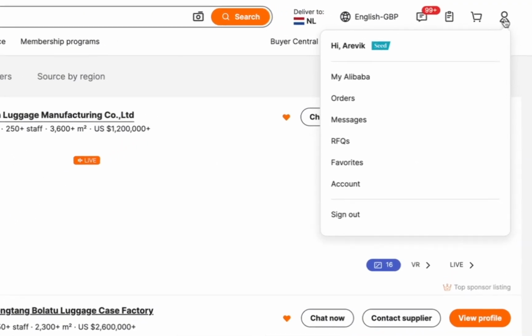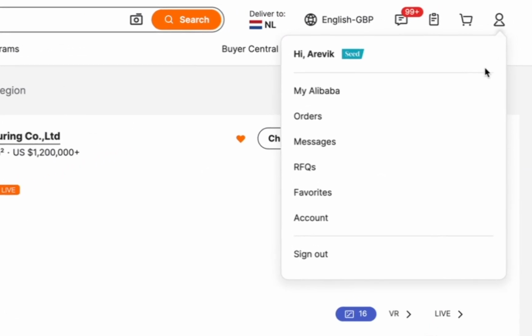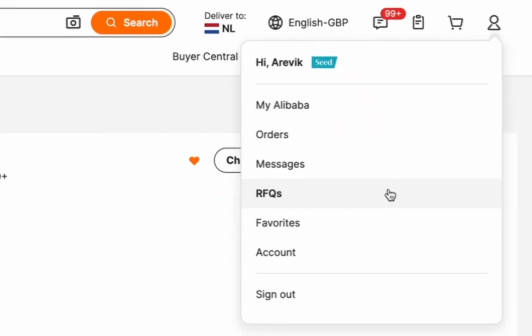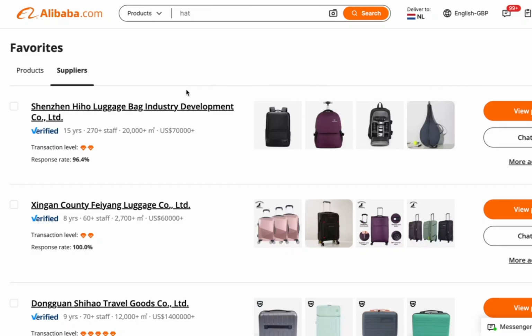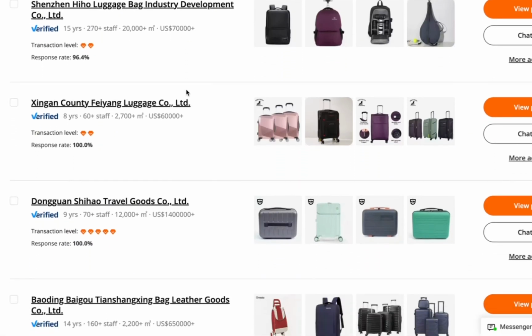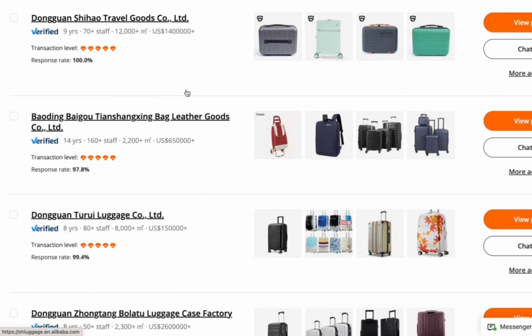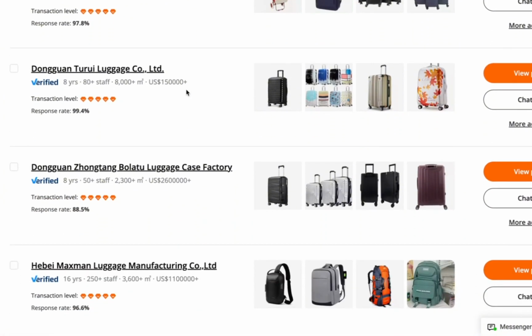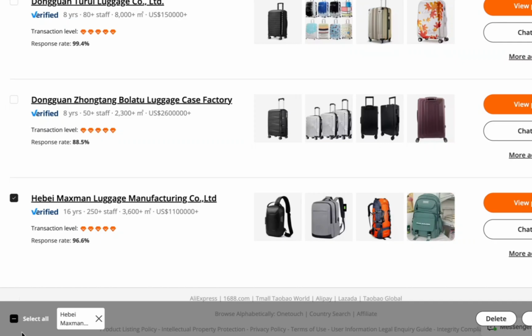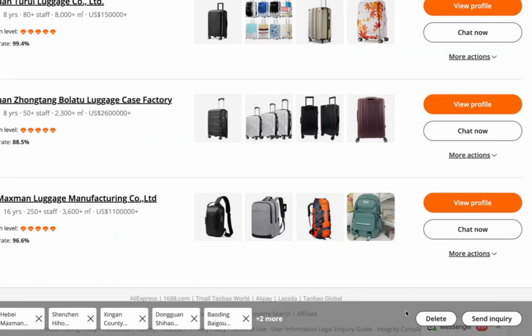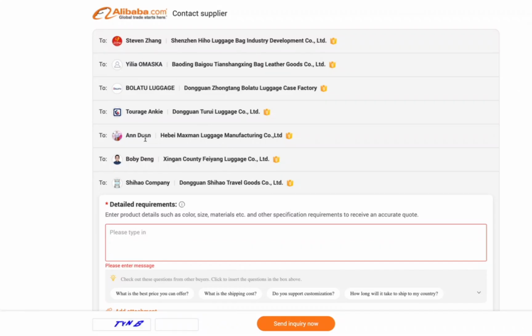What do we do next? Next, we need to log into our Alibaba account, go to the favorites, then click on suppliers. All of the suppliers we have marked with a heart icon should be over here right now. Next, select them all by using the select button, and this way we can send our request to all of them at once. This can help us to save our time.